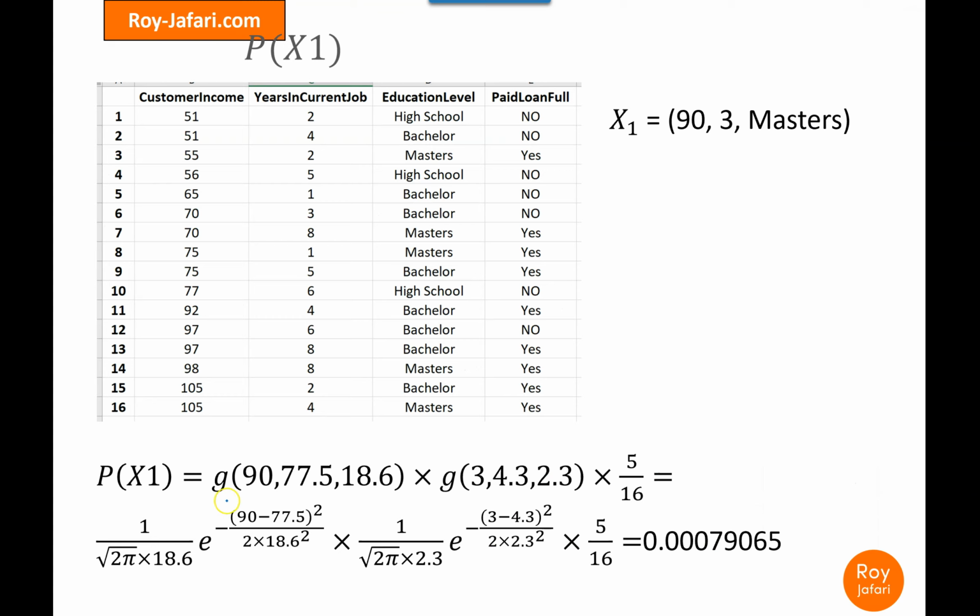Let's start with P of x1. Now all we need to do is to use the Gaussian density function to calculate the value of that function, or the probability of this specific possibility, for all of these, right? So we've got to use the Gaussian formula for this one. Of course, this one is discrete, so we can just use the way we know how to calculate probability for discrete values, which is 5 over 16. And you calculate these values and you get to this number, right?